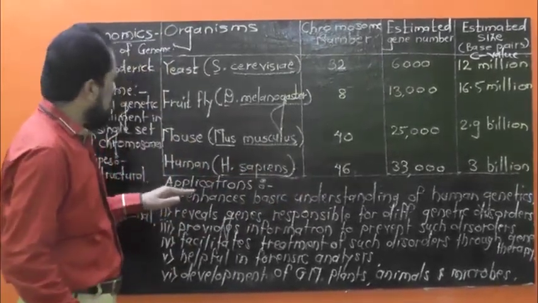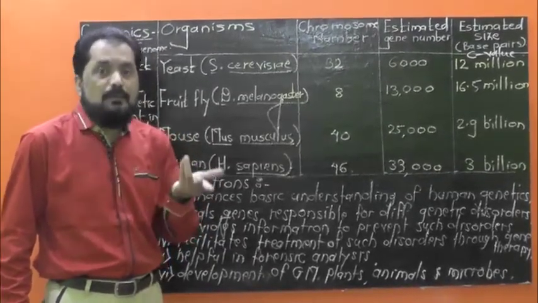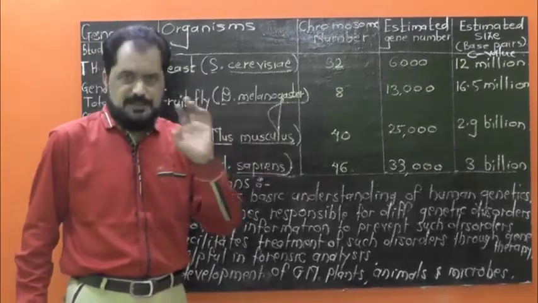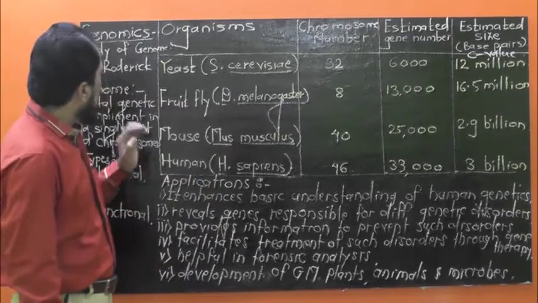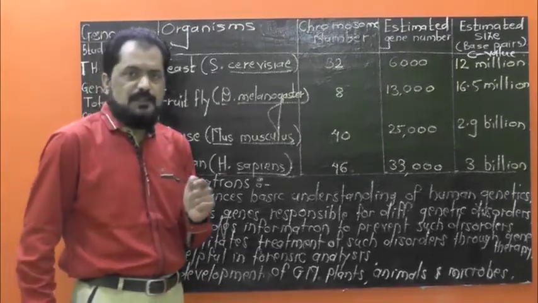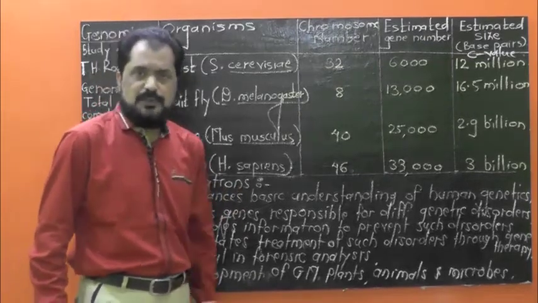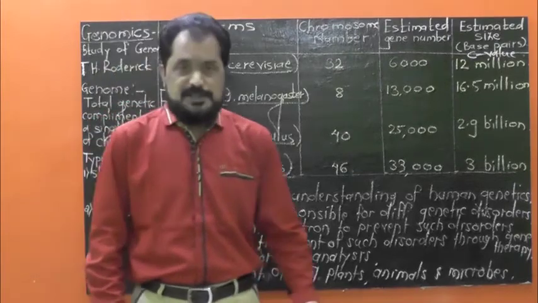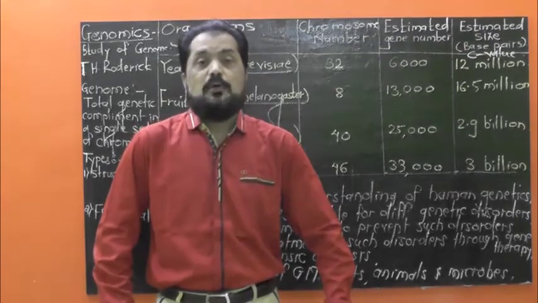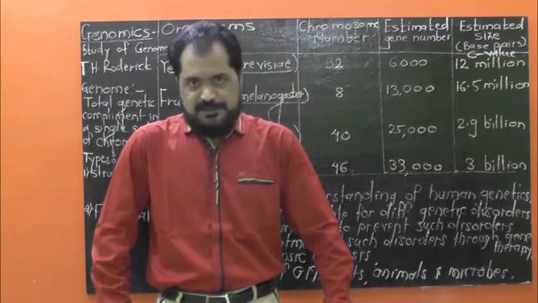The knowledge of genomics enhances, means it has to improve our knowledge, it has to increase our knowledge about human genetics. Second, genomics reveals the genes responsible to develop different genetic disorders. Genetic disorders in the sense hereditary diseases, hereditary disorders like Alzheimer's disease, cardiovascular diseases, cancer, diabetes, etc.